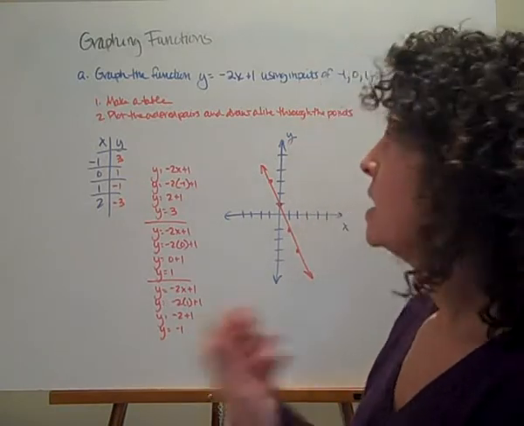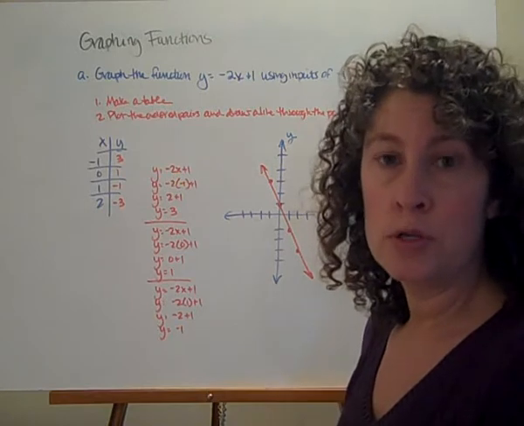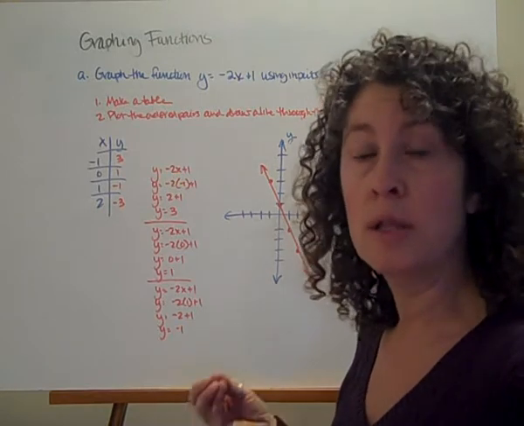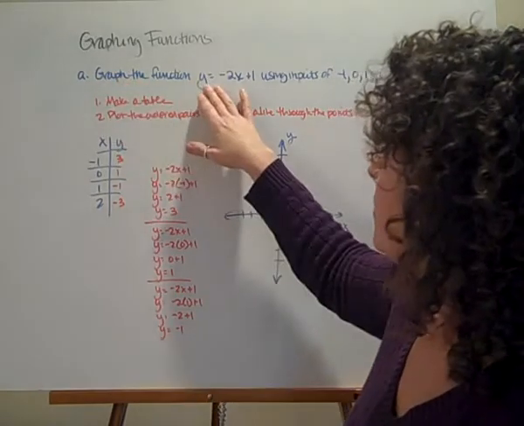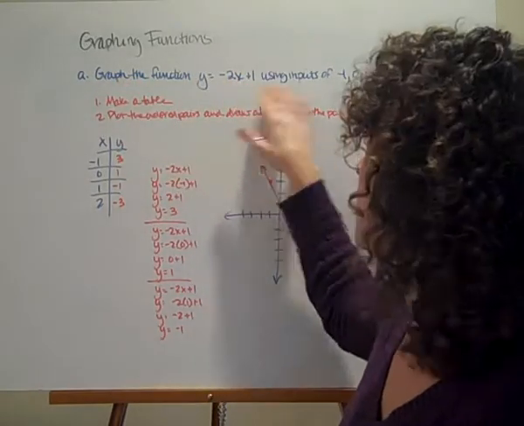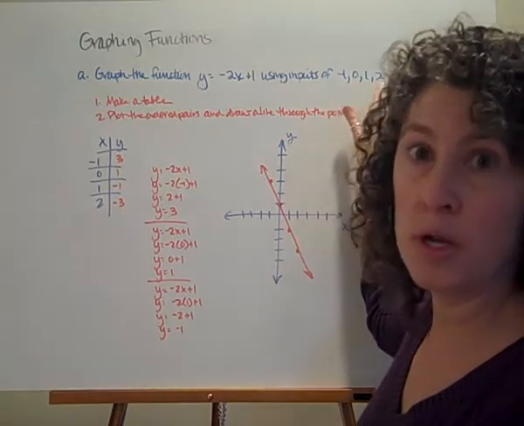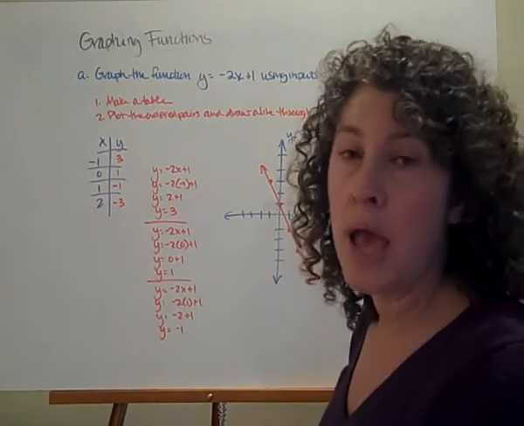So looking at an equation, coming up with a table, graphing those ordered pairs so that we can see the pattern, and drawing the line to show all of the ordered pairs that fit that equation. So we're going to graph the function y equals negative 2x plus 1, and we're going to use the inputs of negative 1, 0, 1, and 2. So we're telling you what we're going to use for x here.